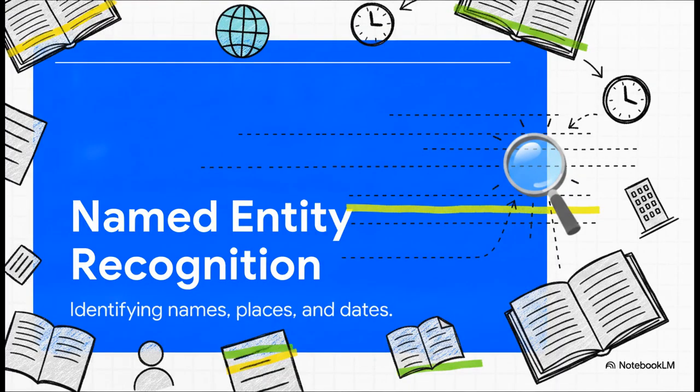Another core task is named entity recognition, or NER. Basically, think of this as the AI acting like a super fast highlighter. It automatically scans through raw text and yanks out specific, important entities, like people's names, geographic locations, dates, and organizations.